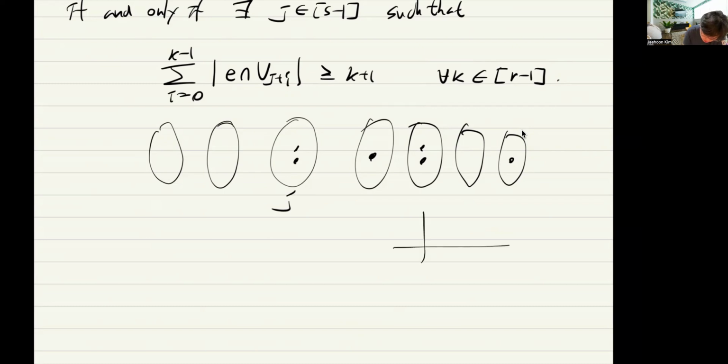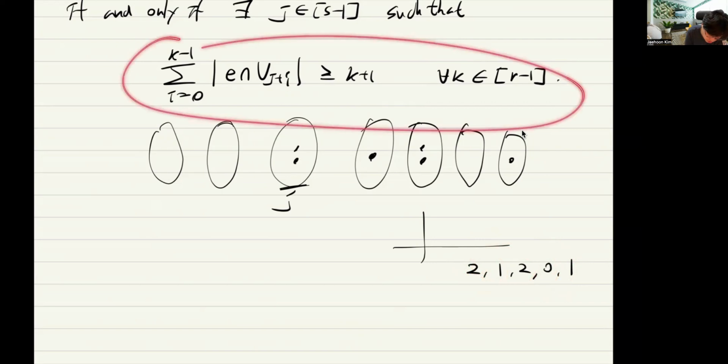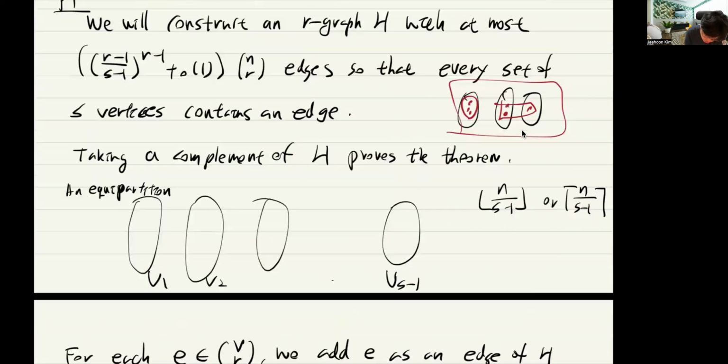What it means is that starting from here, you write down 2, 1, 2, 0, 1. Then this number is at least 1, this one at least 2, this number is at least 3, this number is at least 4, this sum is at least 5, this sum is at least 6, and so on. If that's satisfied, then you put it as an edge of H.